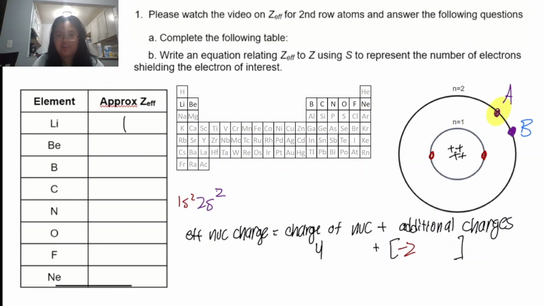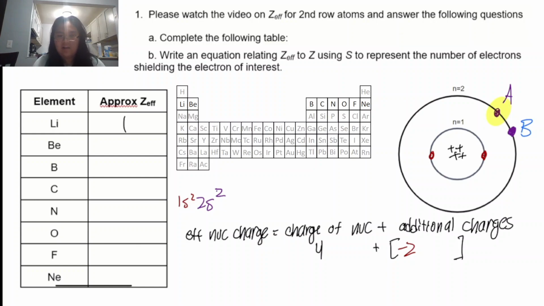Now we have to deal with electron B. Electron B and electron A are in the same shell, which means they're basically identical. And if they're basically identical, then there's a 50-50 chance that one of them is closer to the nucleus at any point in time. So we can treat this like half of B is closer than A and half of B is farther from the nucleus than A.